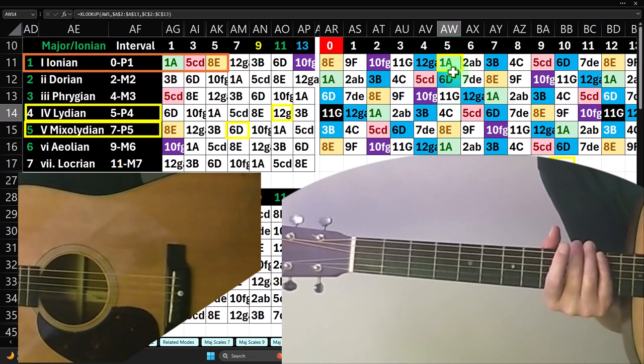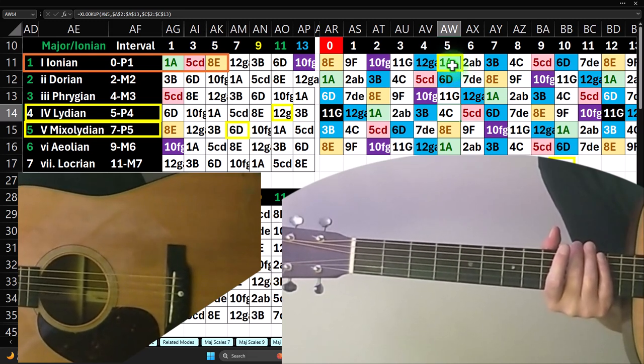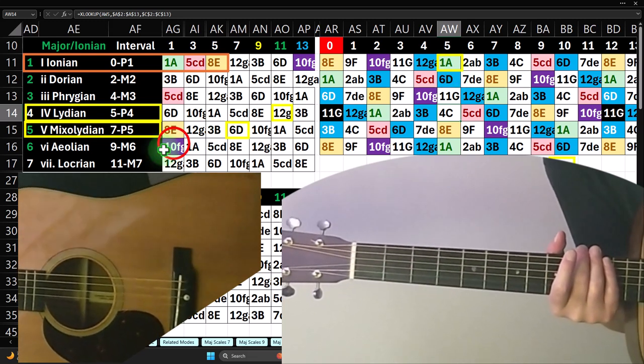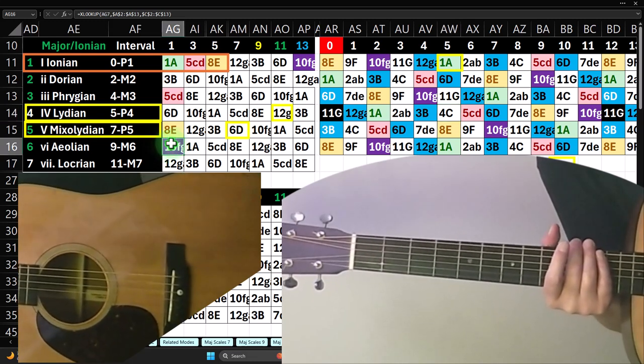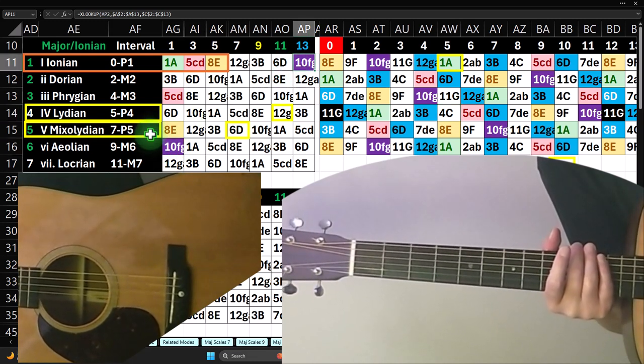Now we're going to be looking for that 13. So this one, which is equivalent to the major 9. Okay, so let's get all this. Do I need this here? Let's get this out.